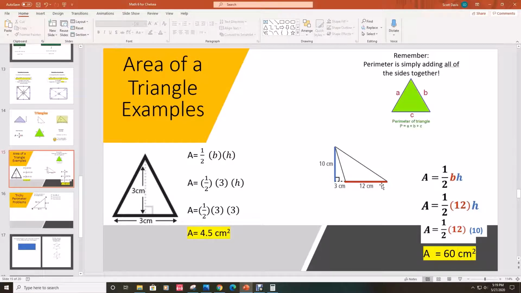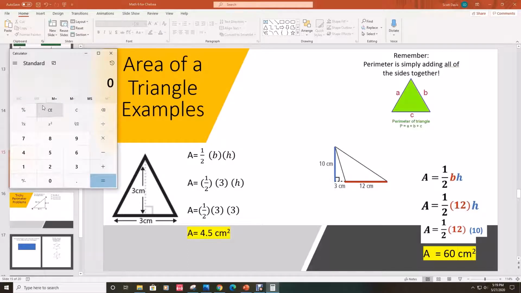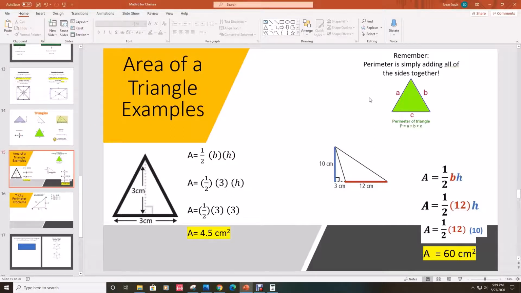It's just 12. So 1/2 times 12 times 10, so 1/2 times base times height is 60 centimeters squared. And let's just make sure. We're going to do 1/2, so 0.5, times base 12 times height 10 equals, we're good to go, 60 centimeters squared. And I did not forget my squared because I want to be correct. And I don't want my teacher to count it wrong.